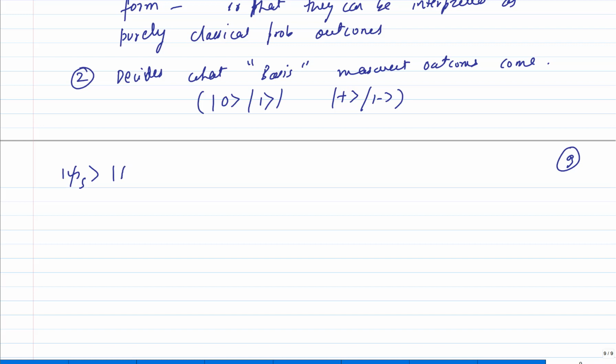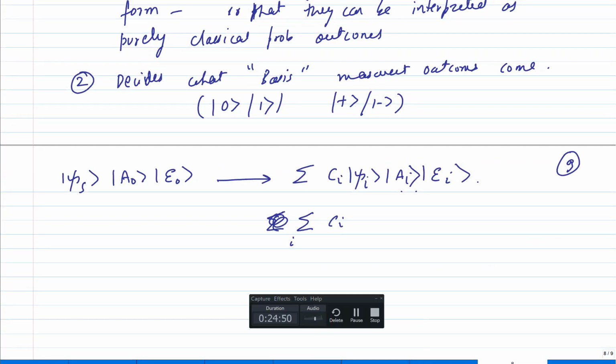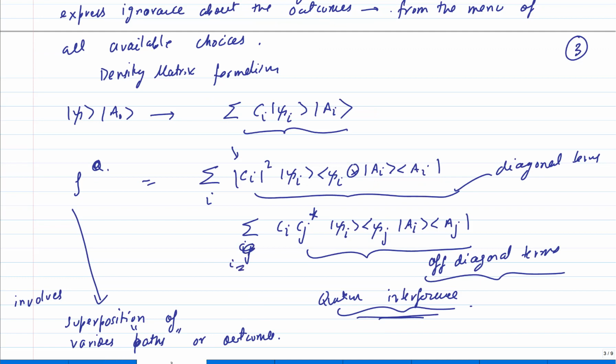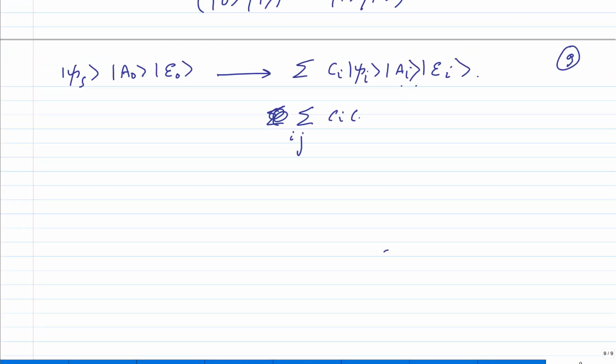So you have the system, you have the apparatus, and you have some environment. Through interactions, you get stuff like this. Now, the system is interacting with the apparatus, which is interacting with the environment. Actually here we should put i not equal to j. Yeah, so for all i, j, you will have something like these guys.